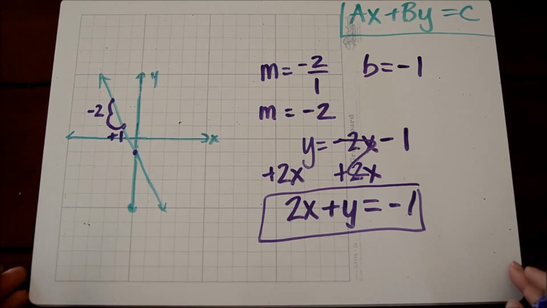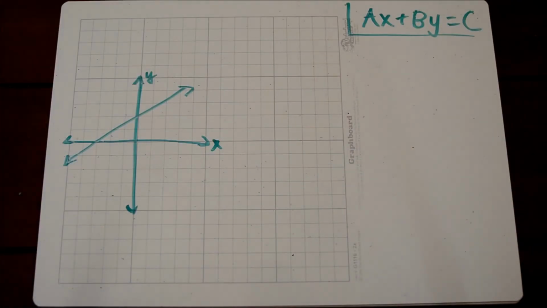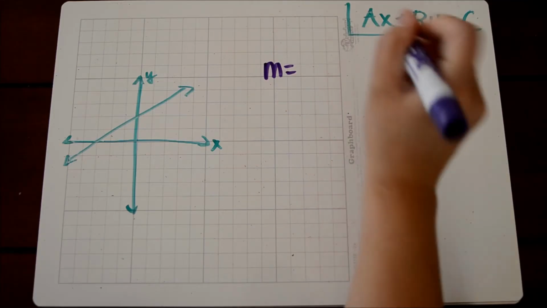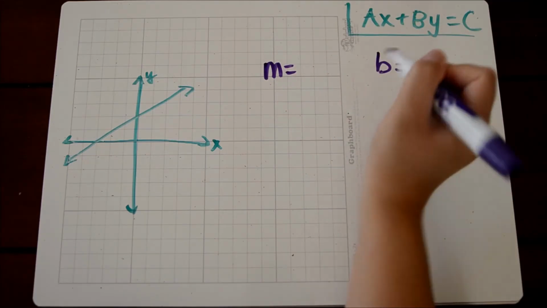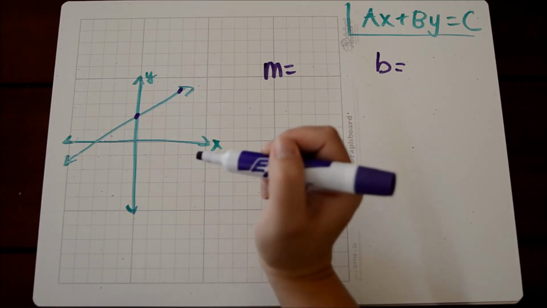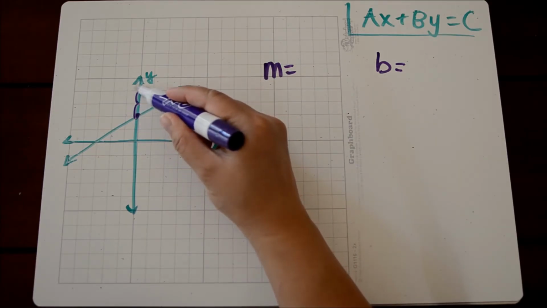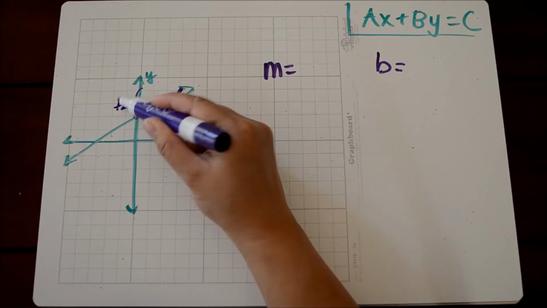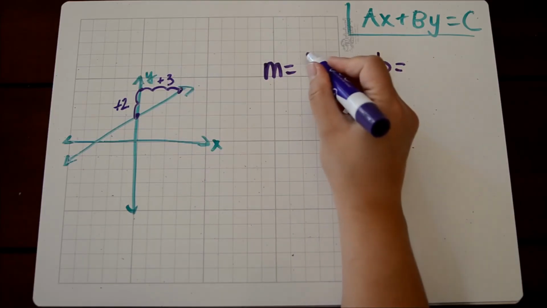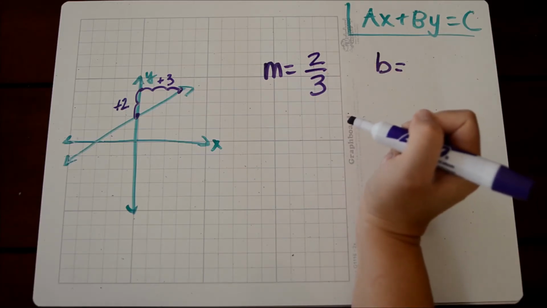Let's try one more example. Again, if we're given a graph, the first thing we're going to do is identify our slope and our y-intercept. So let's choose 2 points on our graph to calculate our slope. We're finding the difference in y values over the difference in x values. So we had to go up 2 for y values and to the right 3. This is our rise over run.